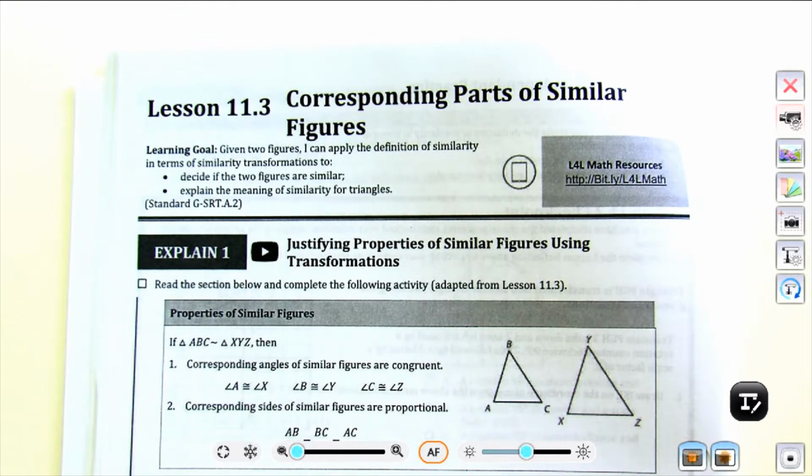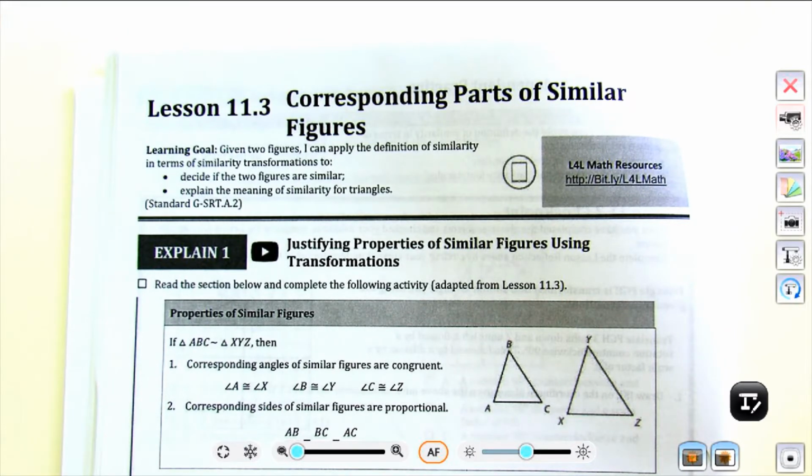Hello class, this is lesson 11.3, corresponding parts of similar figures. In this lesson, we're going to be given two similar figures, and then we're going to have to apply the definitions of similarity, one to find missing angles or find missing sides.